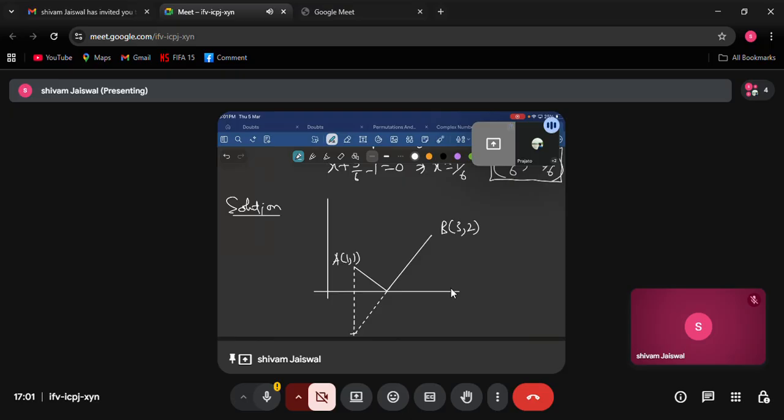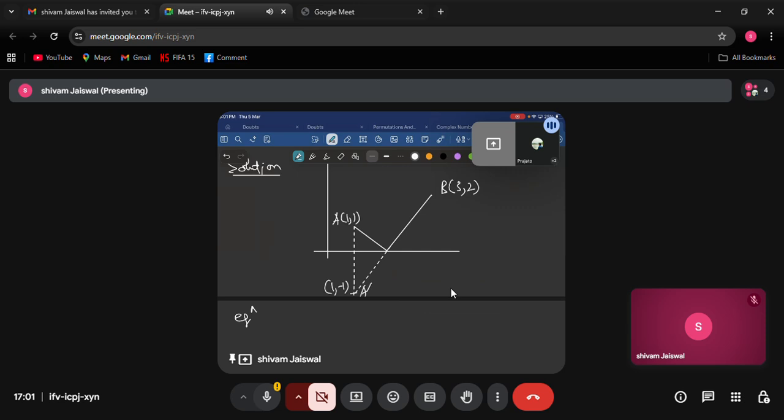Okay, so this point will be (1, minus 1). Okay, A dash. So what is the equation of A dash B? Equation of A dash B is y plus 1 is equal to 3 upon 2. What is this? You have to find out the x-intercept. y plus 1 is equal to 3 by 2 into x minus 1.